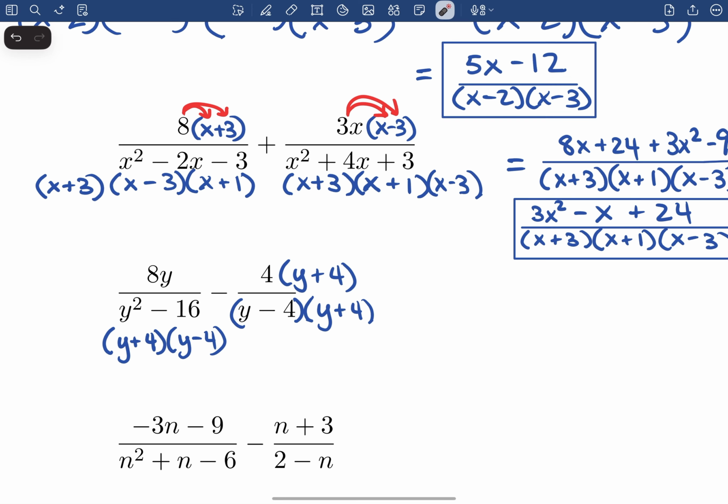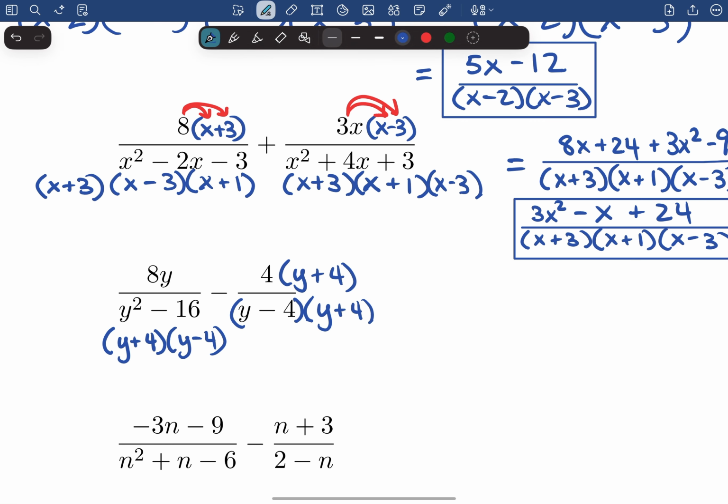Remember, order doesn't matter for factors. Great. And so now what we can do is combine these two rational expressions into a single rational expression with the common denominator of y plus 4 and y minus 4, like this. And on the top, let's go ahead and clean that up.